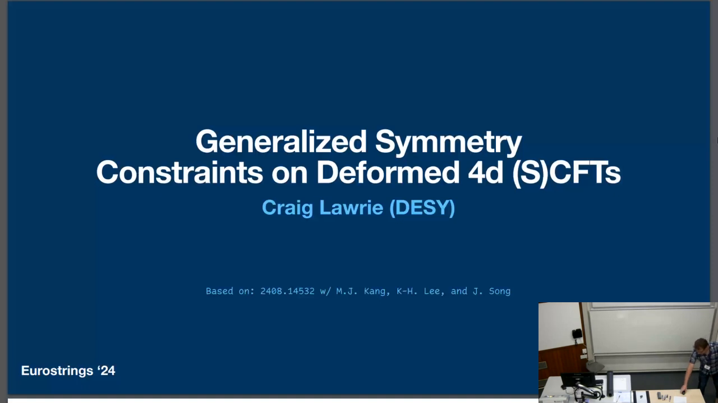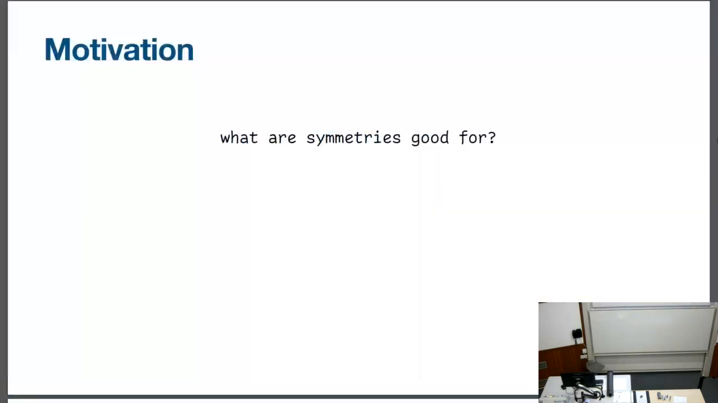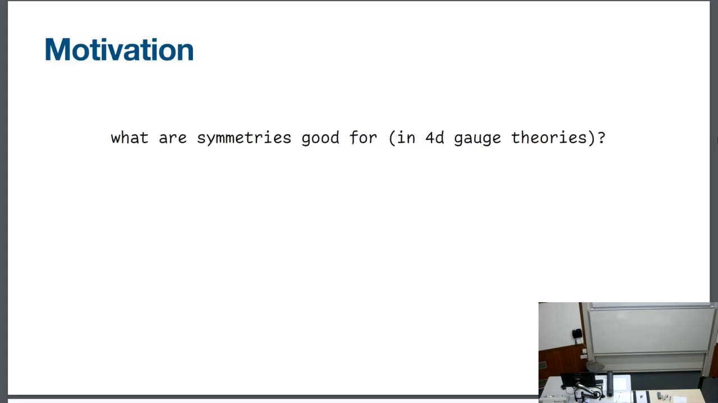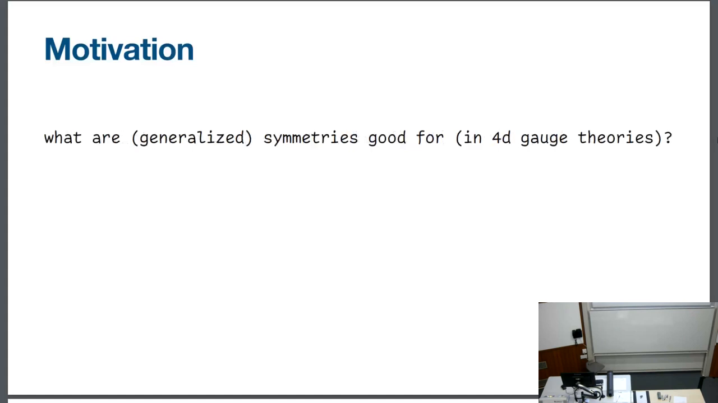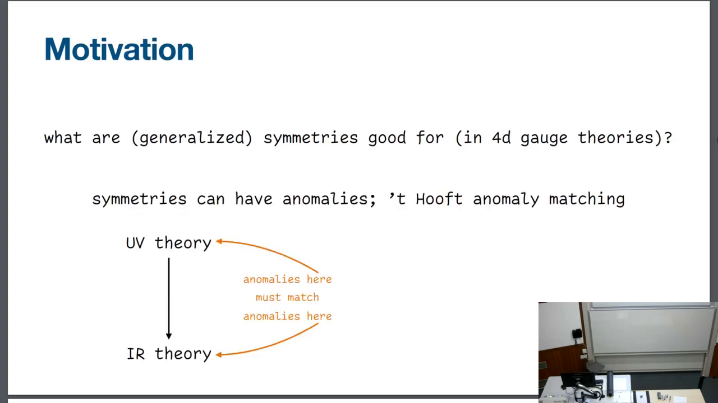Instead, today I will talk about a paper which came out just a few weeks ago, where we thought about generalized symmetry constraints on deformed 4D SCFTs. Nicely, Lawrie gave a very similar introductory question, so I will just repeat that again. What are symmetries good for? Well, okay, we know this. What are symmetries good for in 4D gauge theories? And more generally, what are generalized symmetries good for in 4D gauge theories? And this is the question I will try and say something interesting about today.